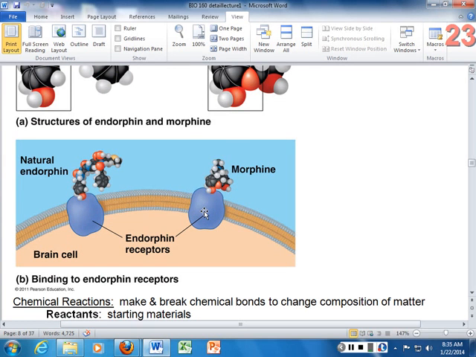So if you make an artificial substance that can fit in that receptor, a lot of times you can trigger the same response, or you can put something in there that just stays there and does nothing. You can block that response in the body.